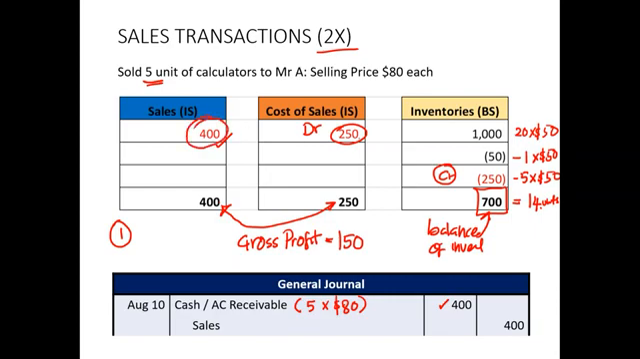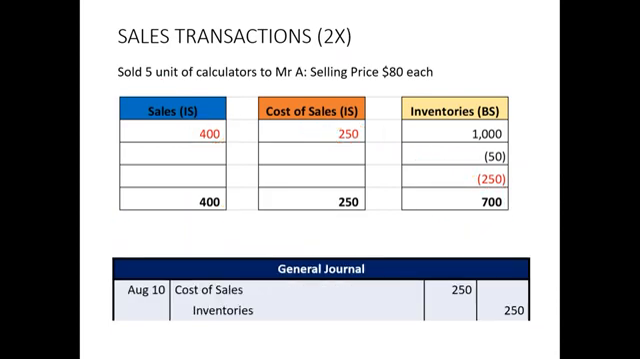Okay, so we did this for the 400. Now is how we're going to record these two. Okay, so we are going to debit your cost of sales, credit inventory. Cost of sale increase, inventory reduce. Always remember for a sale transaction, we have 2 sets of journal entry.